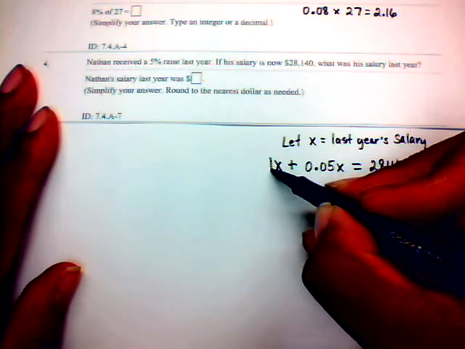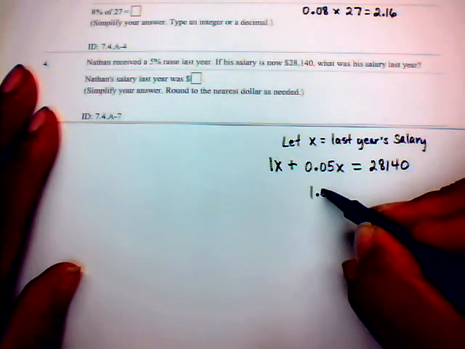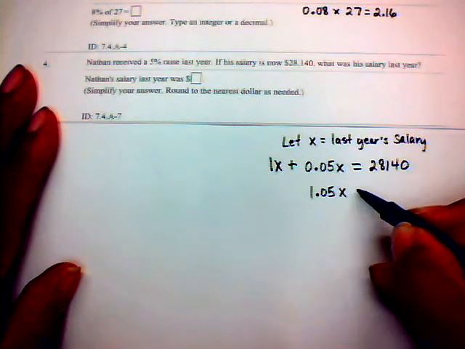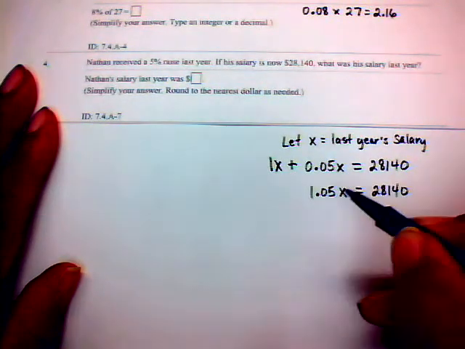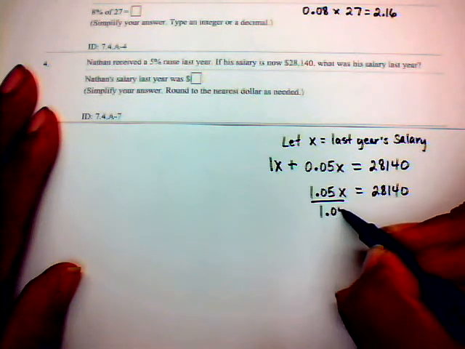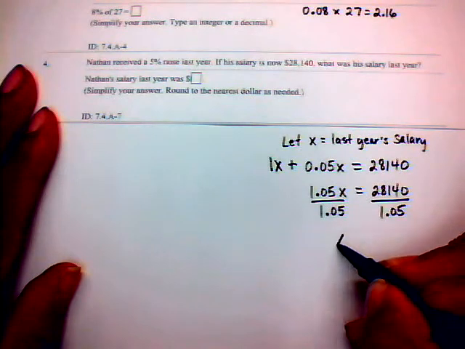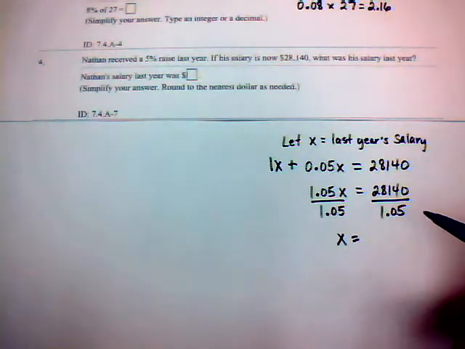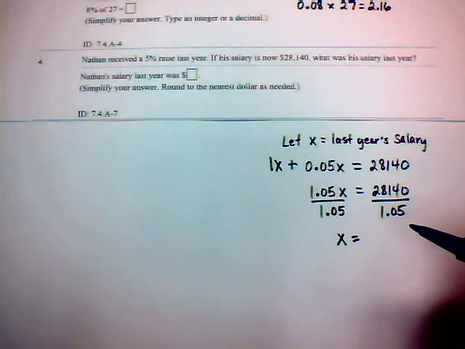Now this x is like a 1x plus 0.05x. Combining like terms, you can get 1.05x is equal to 28,140. Now to solve for x, we divide both sides by 1.05, which means that x is equal to, now of course you can use the calculator, 28,140 divided by 1.05.